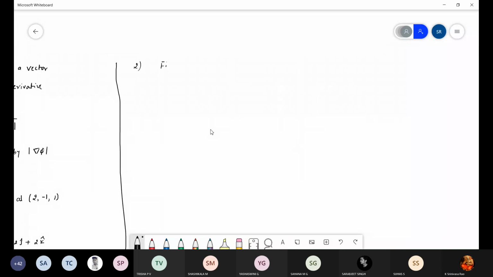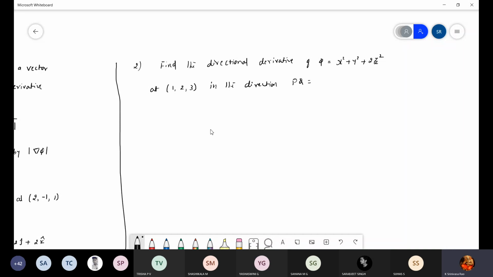Find the directional derivative of phi equals x square plus y square plus 2z square at 1, 2, 3 in the direction PQ equals, so just 2 points it is given, 4i cap minus 2j plus k cap.